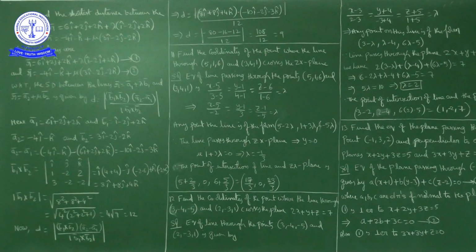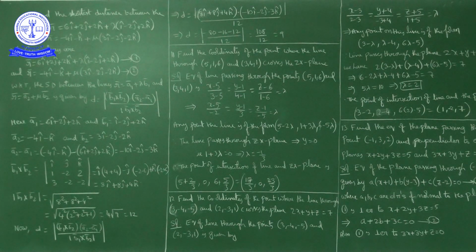www.kurinjischoolnkl.in. Hello students, now we are discussing three-dimensional geometry, miscellaneous exercise. Next, question number 9. Find the shortest distance between the lines r bar is equal to 6i cap plus 2j cap plus 2k cap plus lambda times of i cap minus 2j cap plus 2k cap. This is one line, and the second line is r bar is equal to minus 4i cap minus k cap plus mu times of 3i cap minus 2j cap minus 2k cap.